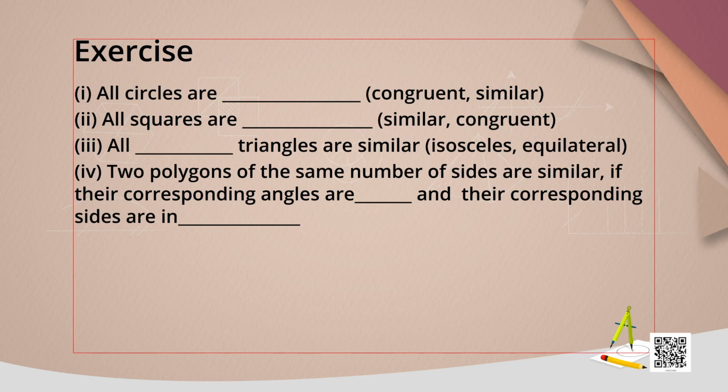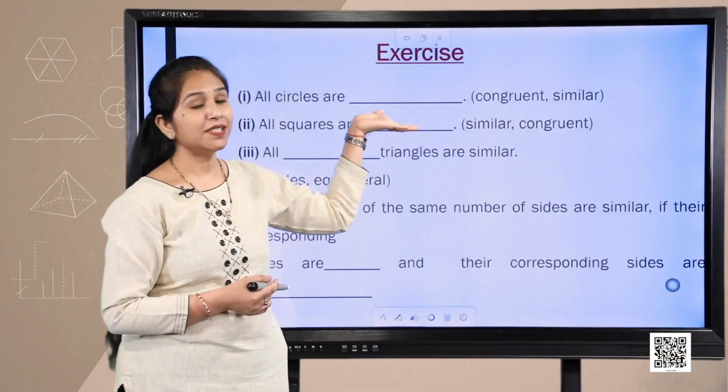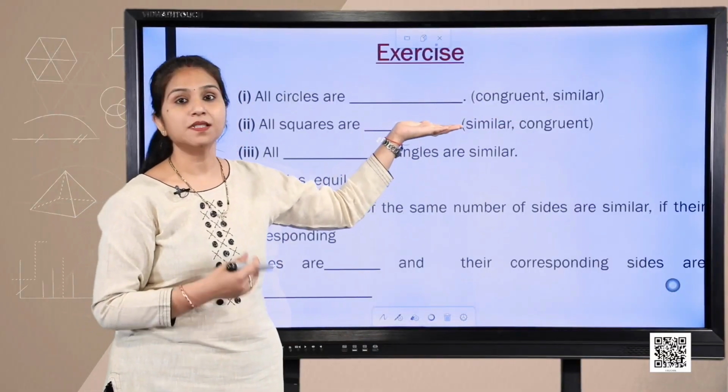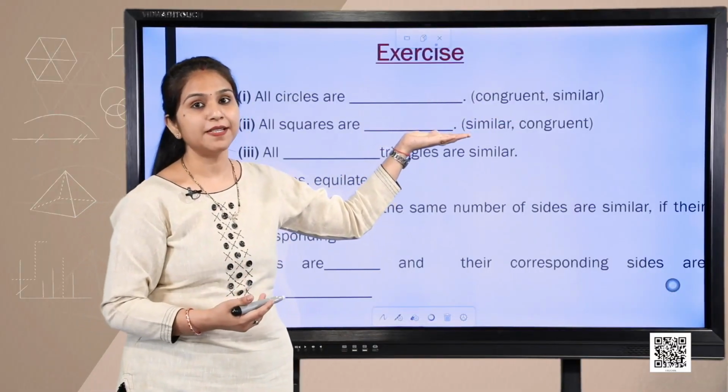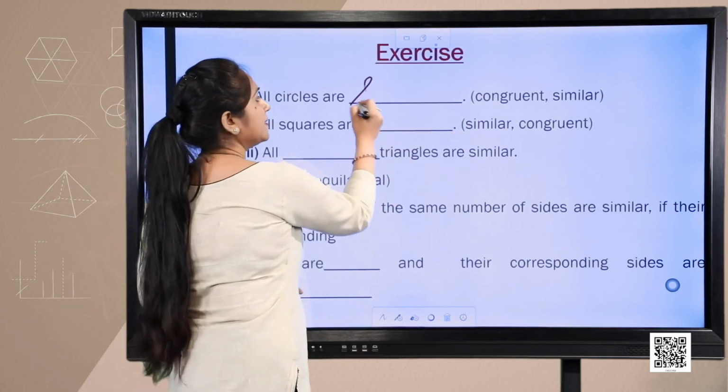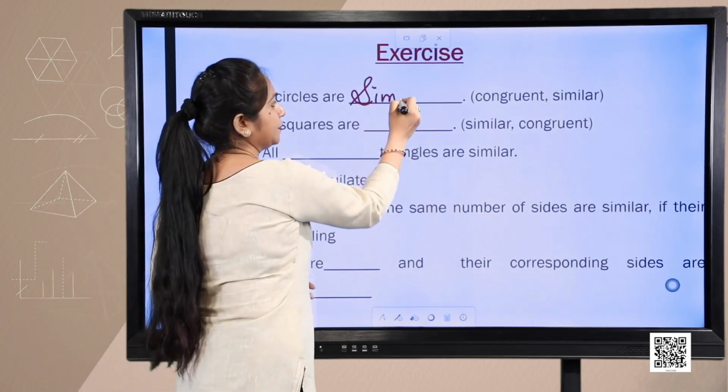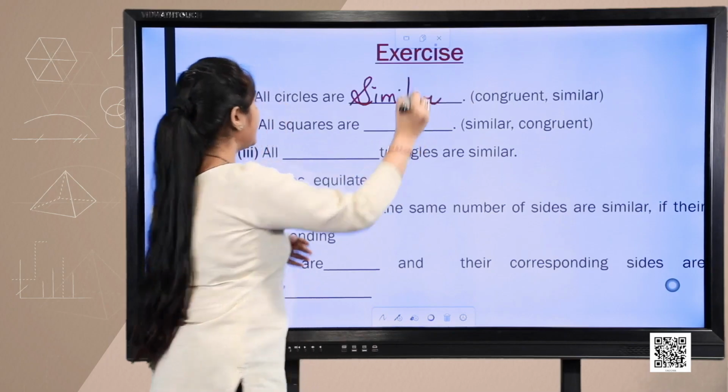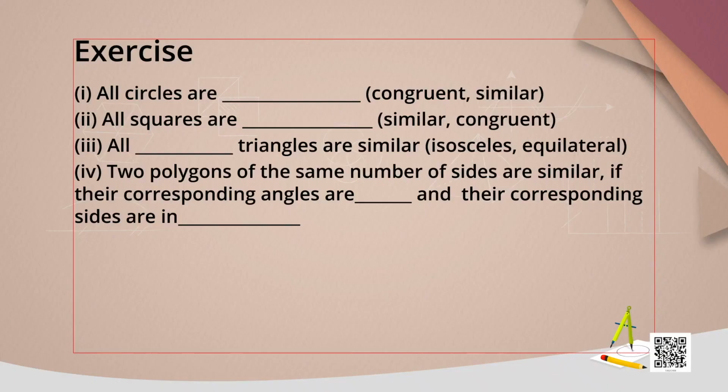So let us do one small exercise quickly. Here you have to just do fill-ups. Number 1, all circles, and the options are congruent or similar. Since all circles are similar, because they are of the same shape but different size, your answer should be similar here. Second one, all squares are similar or congruent. Again, the correct answer will be similar.